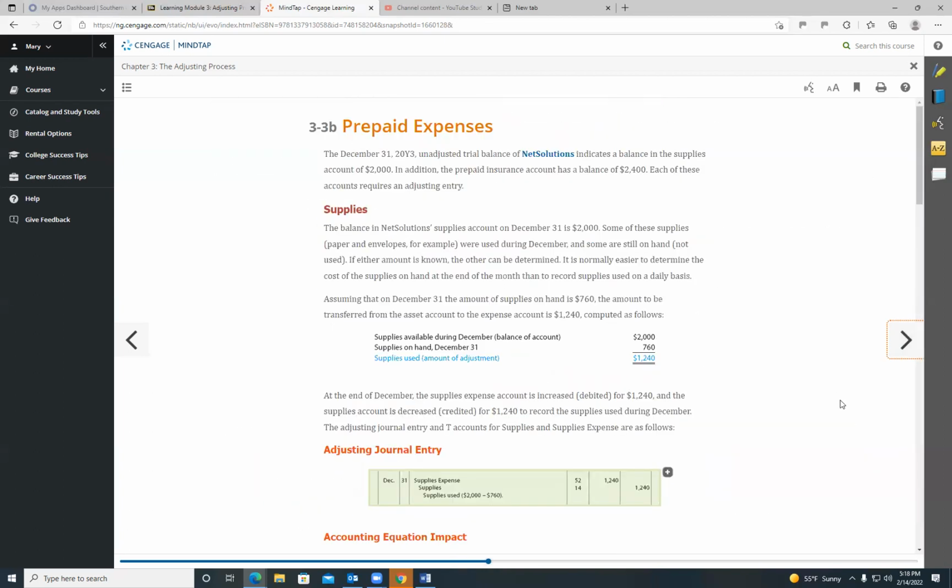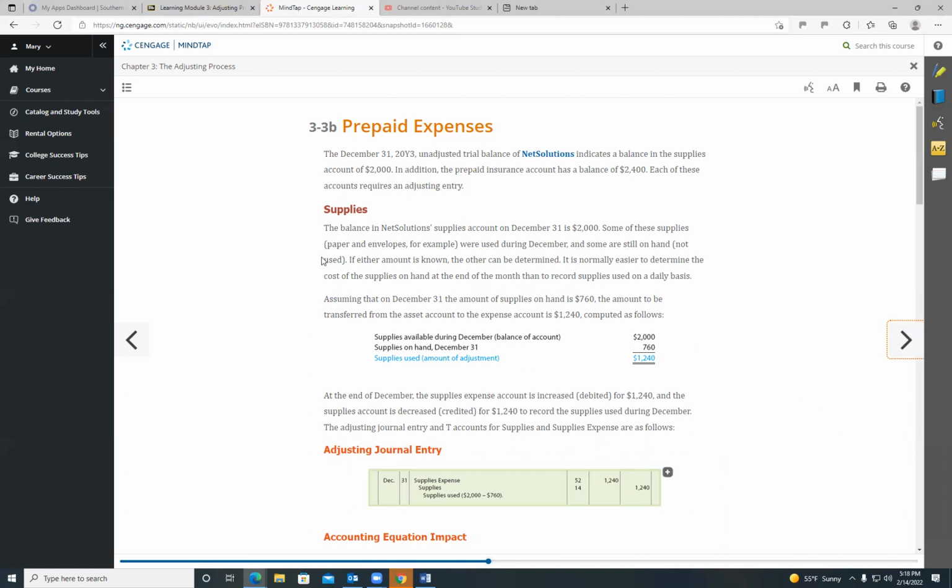Now the last deferral account is prepaid expenses. On December 31st, the unadjusted trial balance of Net Solutions indicated a balance in the supplies account of $2,000. In addition, the prepaid insurance account had a balance of $2,400. If you remember correctly, we prepaid 12 months worth of insurance for a grand total of $2,400. So we're going to have to do 2 adjusting entries for our prepaid expense accounts.